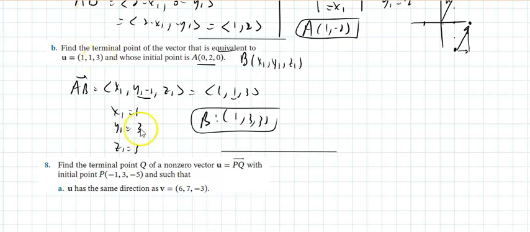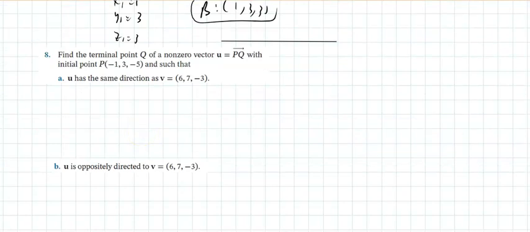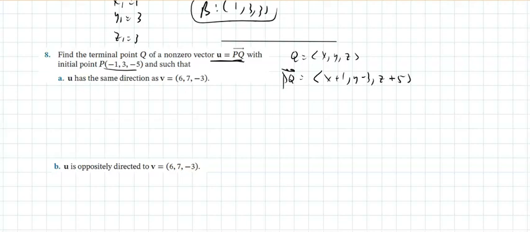Now, looking at the next problem, find the terminal point Q. So this vector u is PQ, and they gave us P. So let Q be x, y, z. You could call them x sub 1, y sub 1, z sub 1, or a, b, c, whatever you like. Then this PQ will simply be x minus negative 1, y minus 3, and z minus negative 5. Now, here they say this is u, with the initial point that u has the same direction as v.